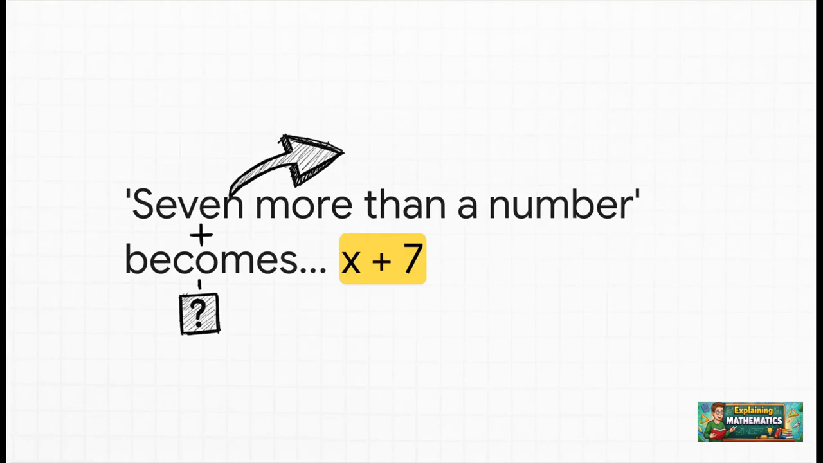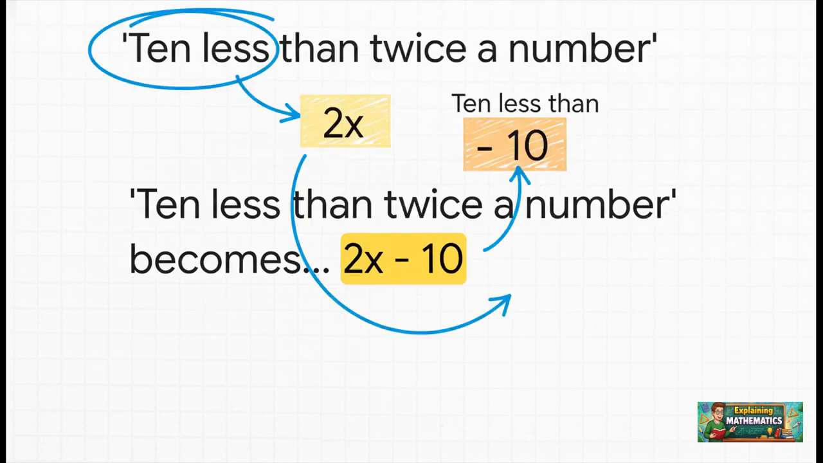Let's do a quick one. 7 more than a number. Well, a number is just our unknown, so we'll call it x. More than means we're adding, so it just becomes x plus 7. See? Simple. Okay, let's try a slightly trickier one. 10 less than twice a number. You got to build this in pieces. Twice a number is easy. That's 2x. Now the phrase 10 less than is the tricky part. It means you start with the 2x and then you subtract 10. So you get 2x minus 10. The order there is so important.